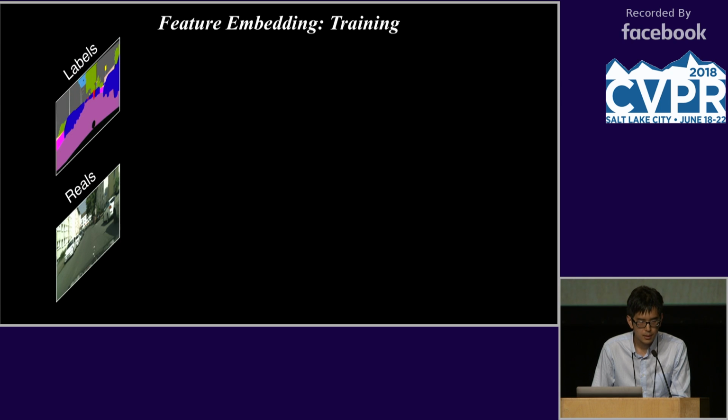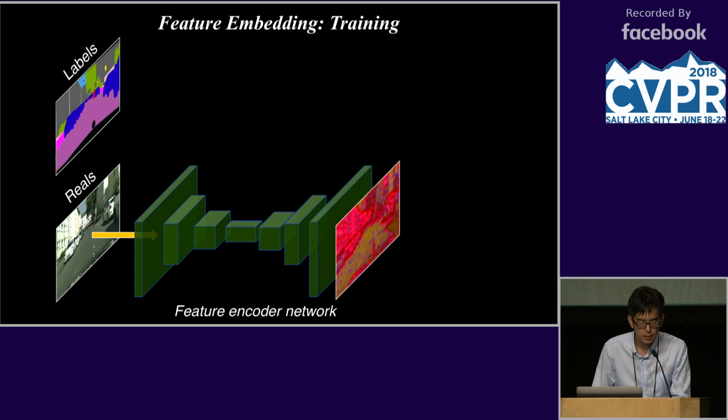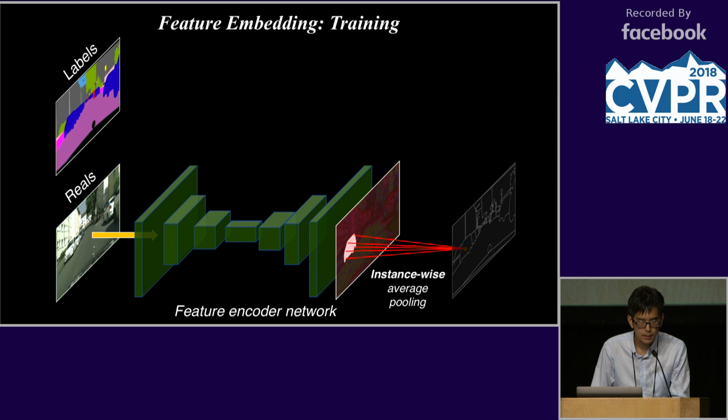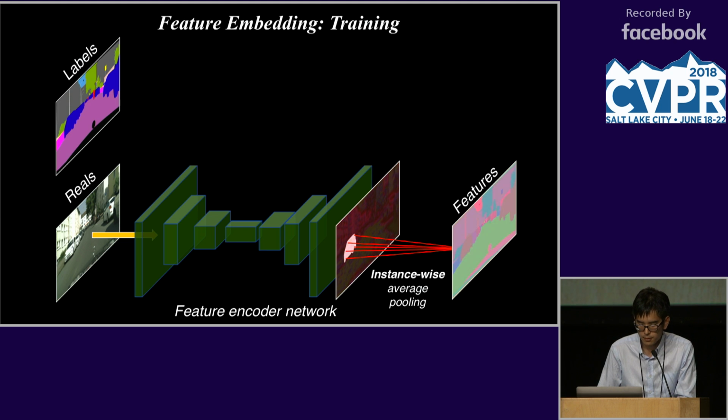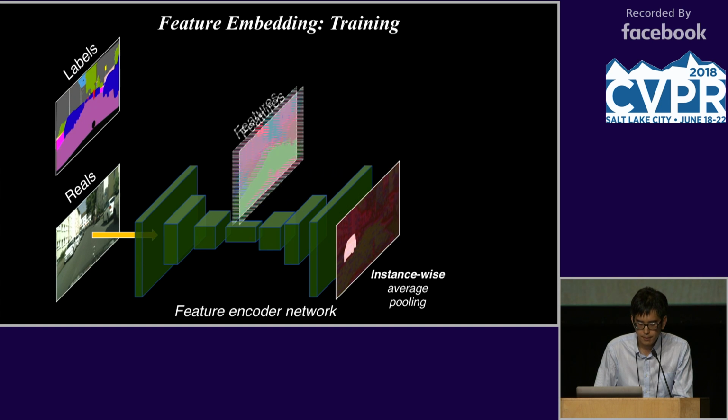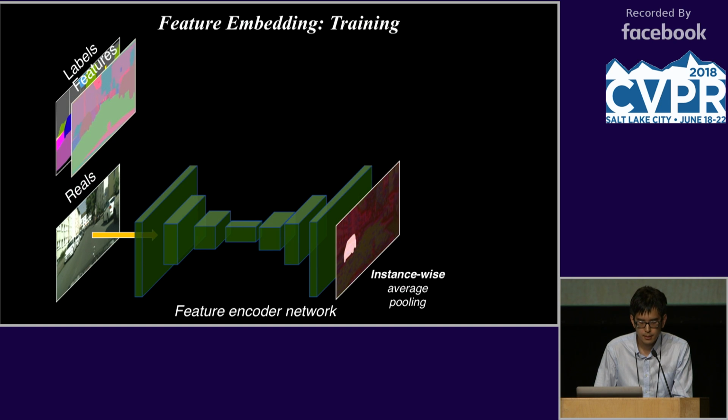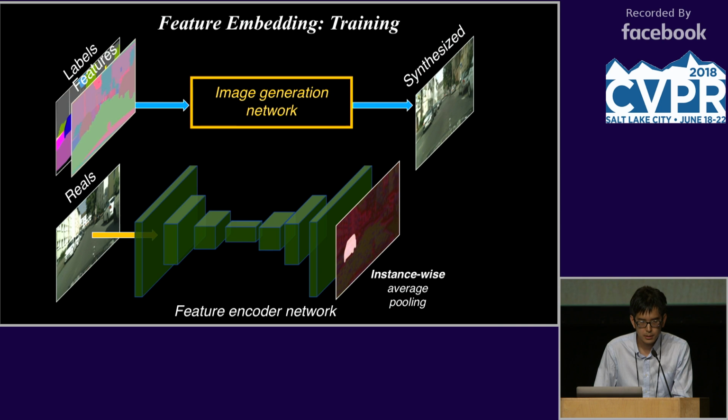During training time, we'll first run a feature encoder on the original image and create a feature map. Then we run instance-wise average pooling on this feature map, which means for each instance in the image, we'll average its feature values. Then the average value will be broadcasted to the entire instance. We repeat this step for all the instances in the image. Then this feature map is concatenated with the label map and generates the final image.